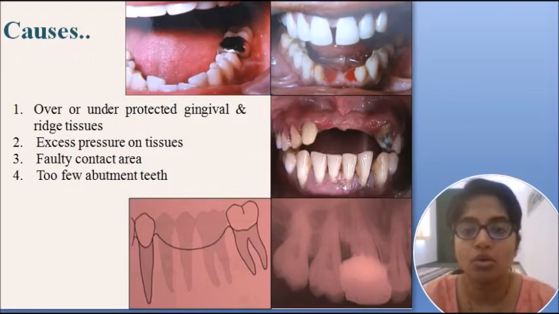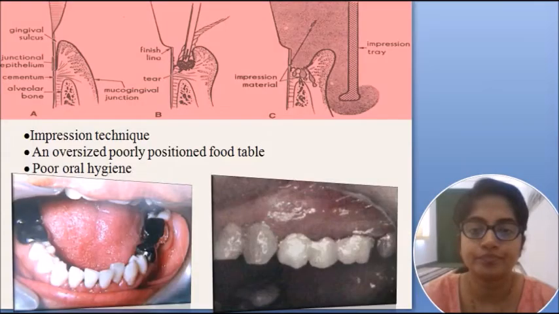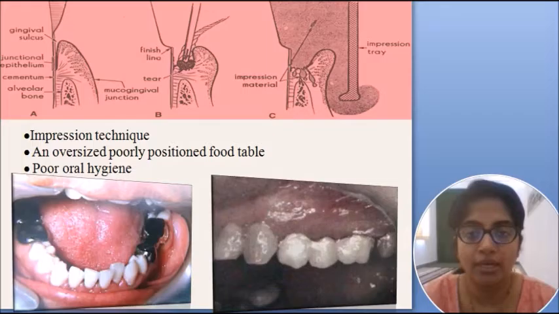The causes are over or under protected gingival and ridge tissues, excess pressure on the tissues, faulty contact area, and too few abutment teeth. So these are all the reasons for periodontal breakdown. Other reasons are impression technique, where excessive pressure is given, oversized improperly positioned food table, and poor oral hygiene. So you can see in this picture that if you are not careful with margin placement, gingival retraction and subsequent impression, it can lead to gingival recession and subsequent periodontal breakdown.